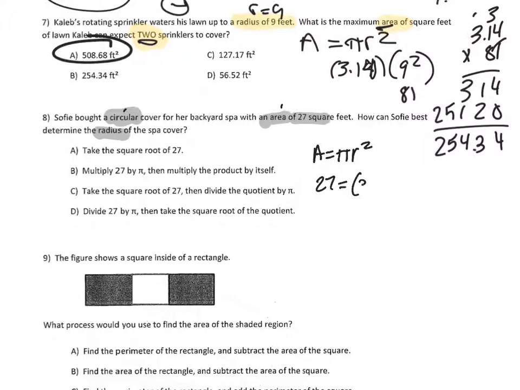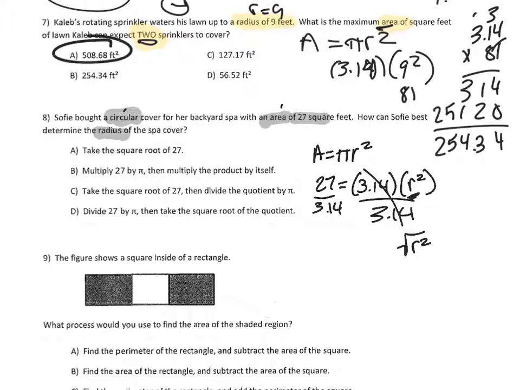We know that pi is 3.14, but they're saying, what would we do to figure out what the radius is? Well, it's just like you would be solving an equation. If you're trying to figure out r, first step would be to divide 3.14 or pi from both sides. Then you would be left with r squared equals 27 divided by 3.14. So to get just r, you would have to take the square root of it.